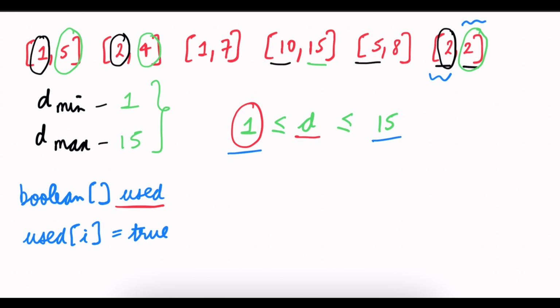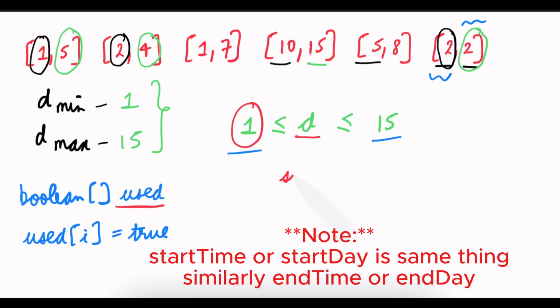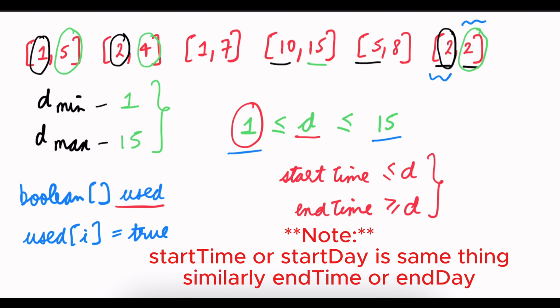To determine if an event at index i can be attended on day d, we have to check that the start time of that event should be less than or equal to d and the end time of that event should be greater than or equal to d. This condition would ensure that this event can be a potential candidate for being attended on day d, and if that is the case, then we have to compare this event with other potential candidates, and to compare with other potential candidates, we have to maintain a global variable for those potential candidates, and let's call it earliest end time.